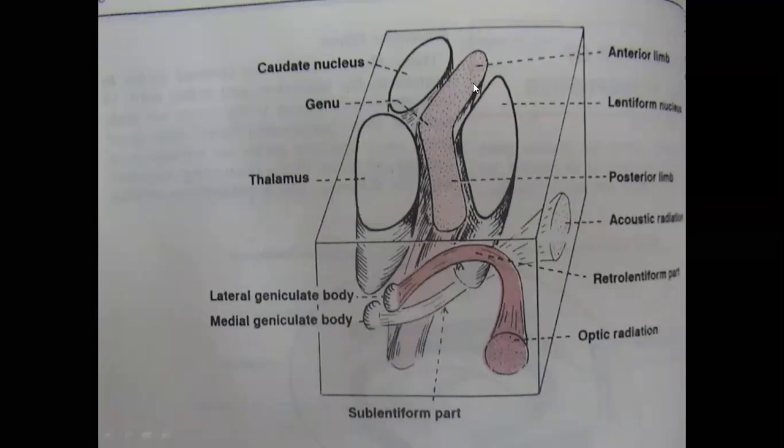Now, the anterior limb of internal capsule has fibers from the frontal lobe to the brainstem. The genu is the bend. It has fibers of the frontal lobe and parietal lobe. Then the posterior limb contains the fibers of the parietal lobe and occipital lobe. The retrolentiform part contains the fibers of the visual pathway related with the lateral geniculate body, and the sublentiform part contains fibers of the medial geniculate body related with the auditory pathway.